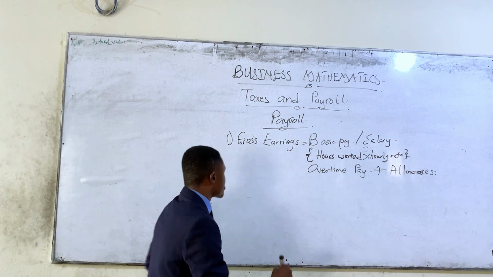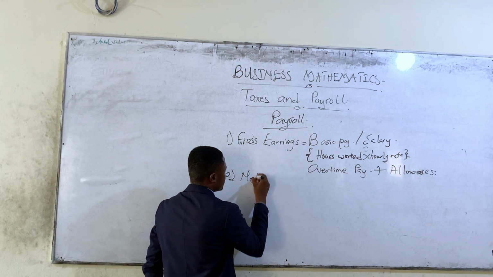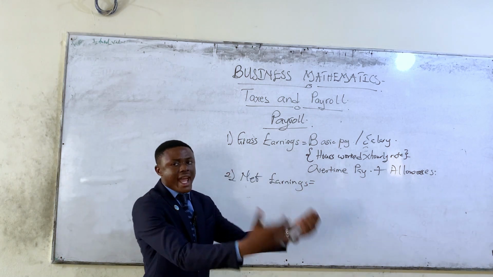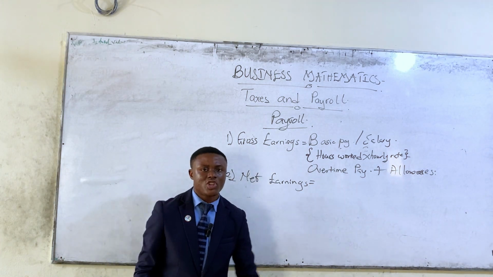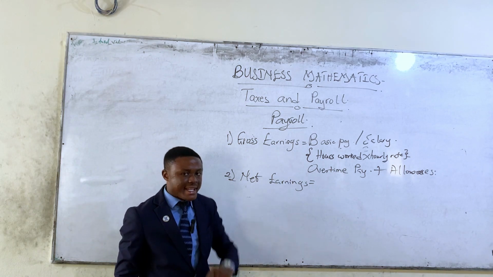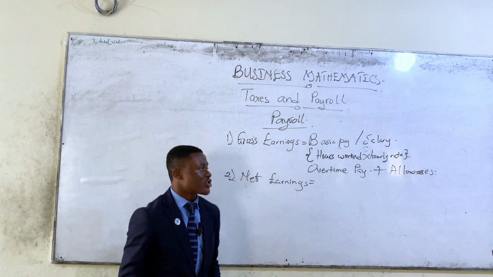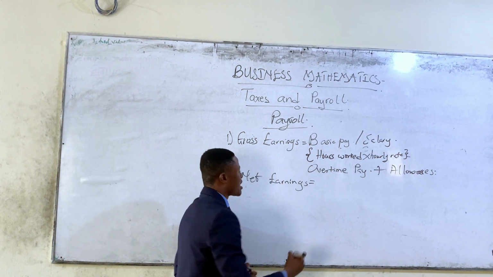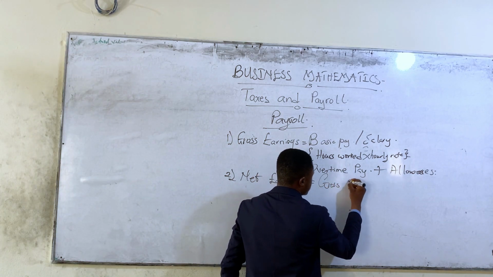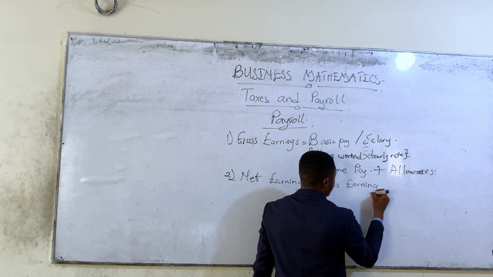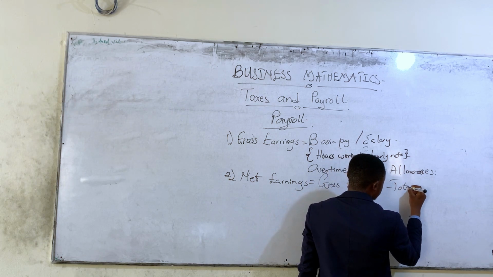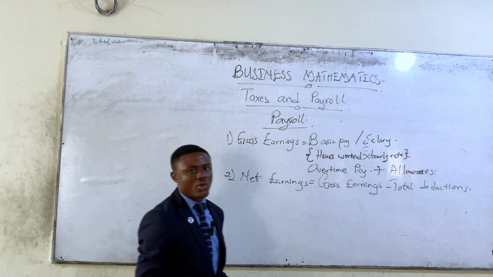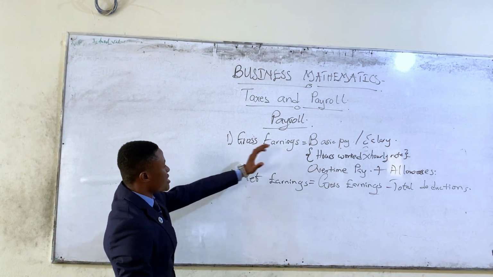Let me take note of that. So your net earnings, as I told you earlier, when you earn something, before you make up your mind to deduct something, what you have earned before deductions are made is your gross earnings. So if you were able to get your gross earnings, your net earnings becomes what? Your gross earnings minus your total deductions. Are we good? Great. So this is what you have to take note of.